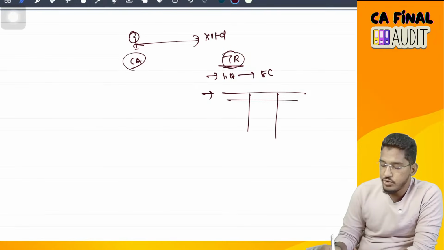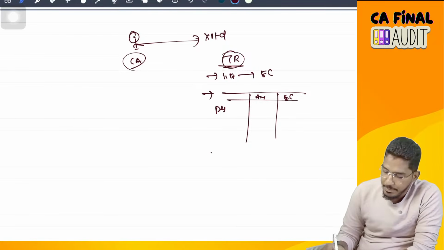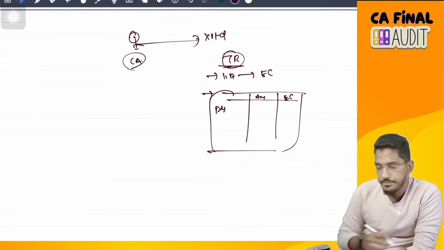In that Excel sheet, you mention the name of the debtor, and against each debtor, what is the amount as per books of accounts and what is the response you got from the external confirmation. Prepare one Excel sheet and give it to us.